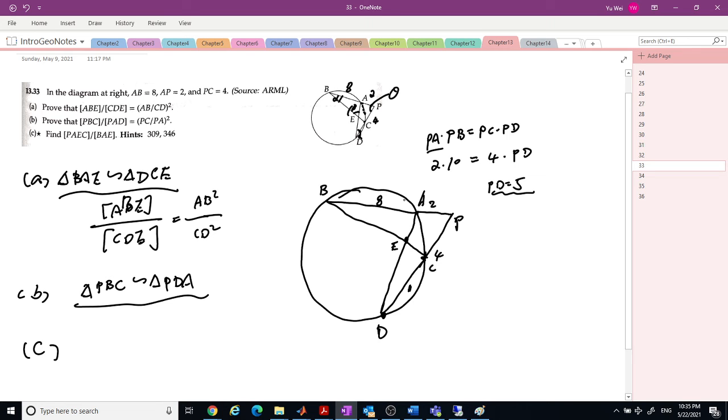Okay, so now we prove this one, right? Now let's see, this area is X. Okay, so this area is M. This is M over 64, right?